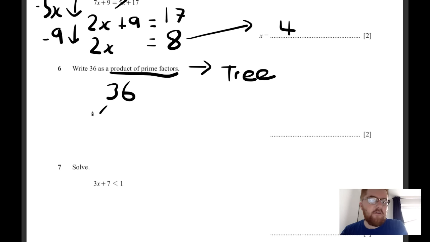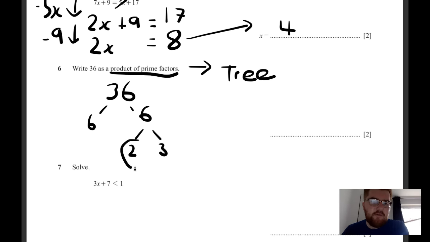So I'm going to go with 6 times 6. You could do 18 times 2 or 9 times 4. Many possibilities. Now, because these numbers are not prime, I keep breaking them down. So let's have a go at 6. Well, 6 is the same as 2 times 3. 2 is prime. 3 is also prime. Let's look at 6 over here.